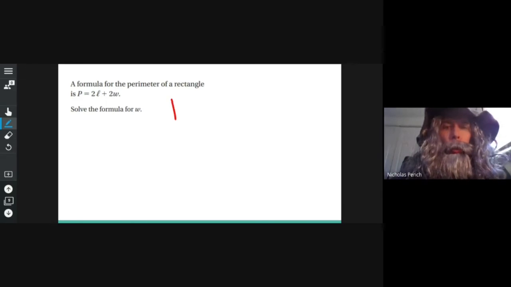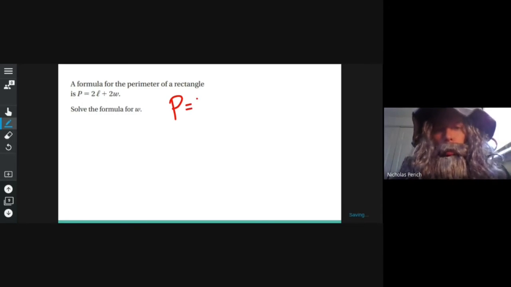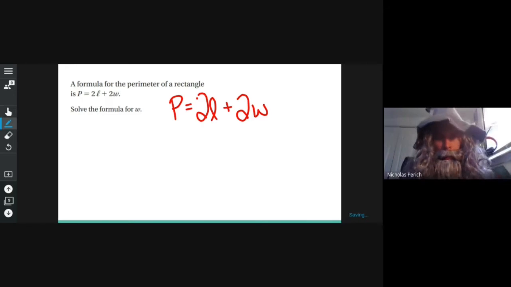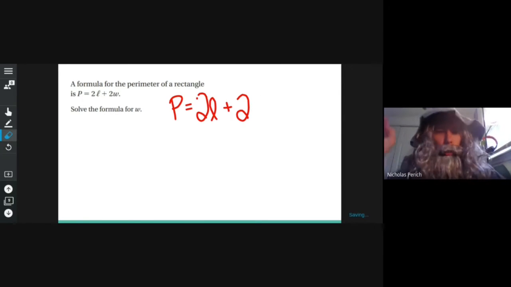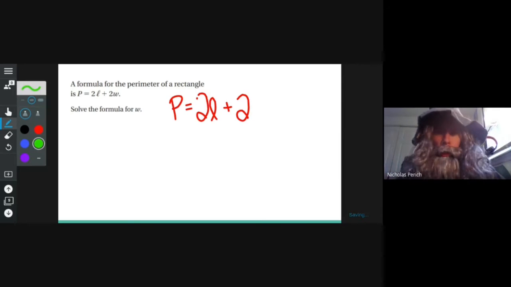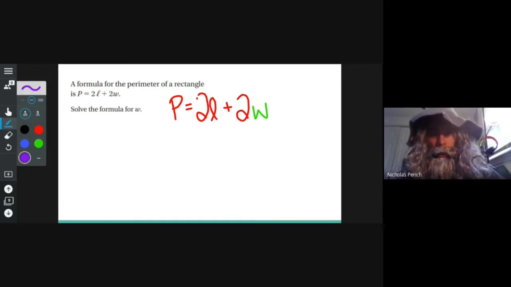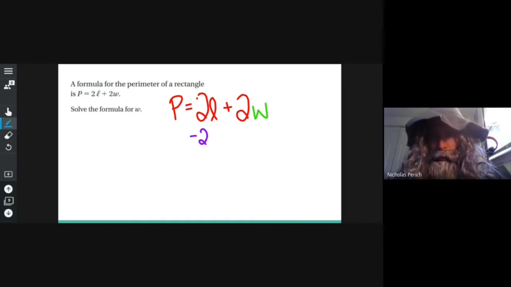P equals 2L plus 2W. My job is to get W all alone, so allow me to cast away the W that's red and make it a green W. What shall I do first? Let's get rid of that 2L that's floating around, minus 2L from both sides. Cast away the 2L.